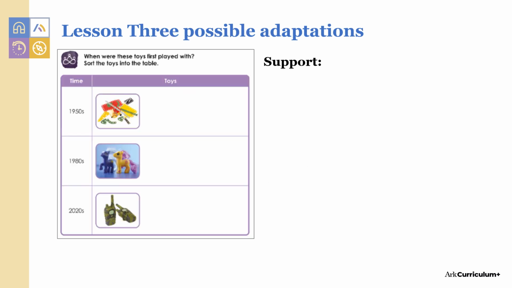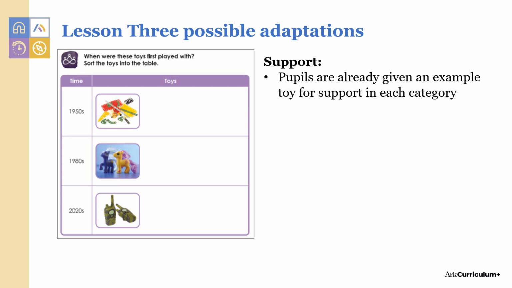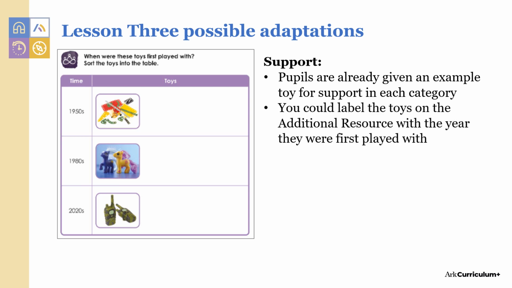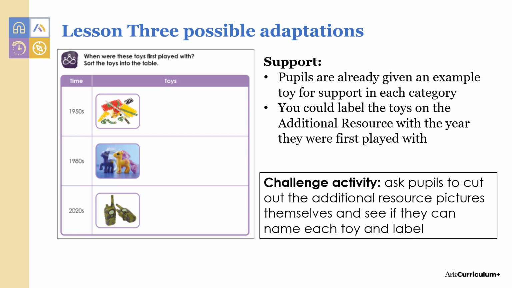In this activity, pupils are asked to complete the table by matching the toy cards to the date they were first played with. Pupils are already supported by being given an example of each toy in each category, but you could also label the toys on the additional resource with the year they were first played in for pupils to match. As a challenge activity, ask pupils to cut out the additional resource pictures themselves and see if they can name each toy and label it.